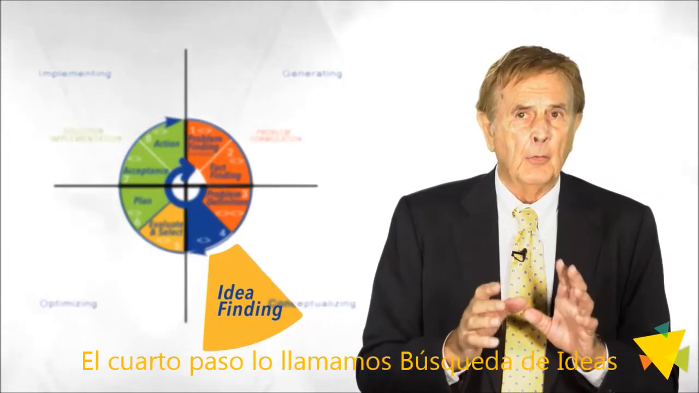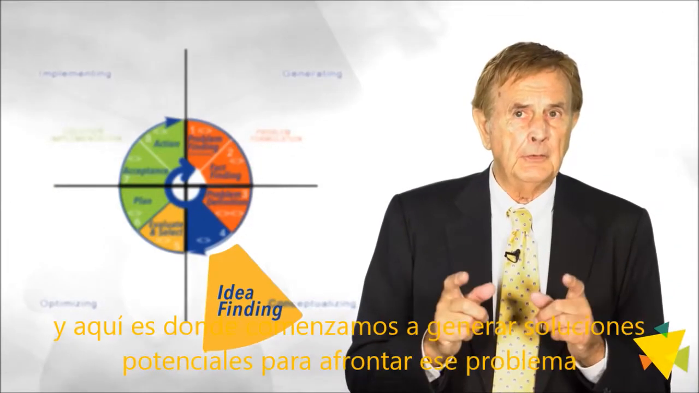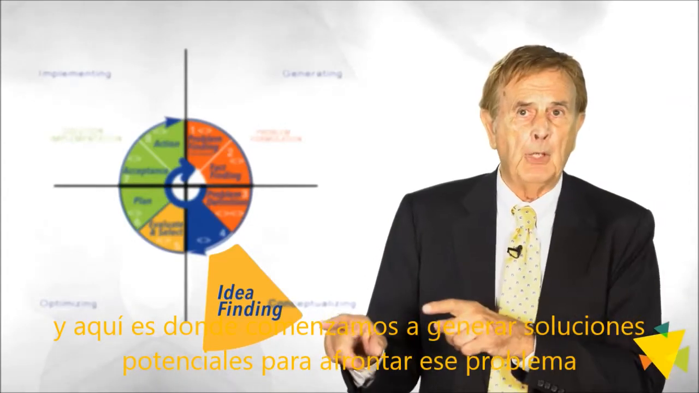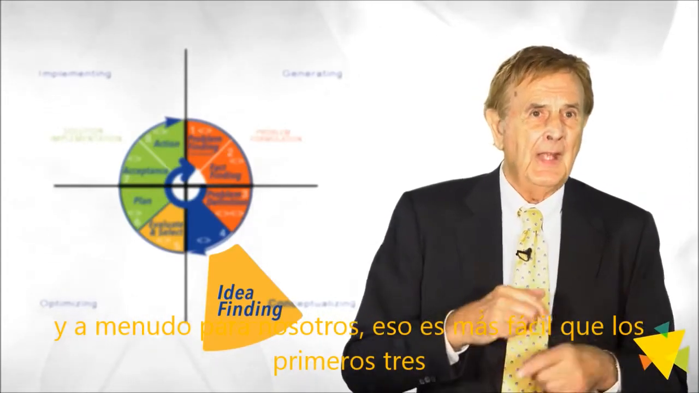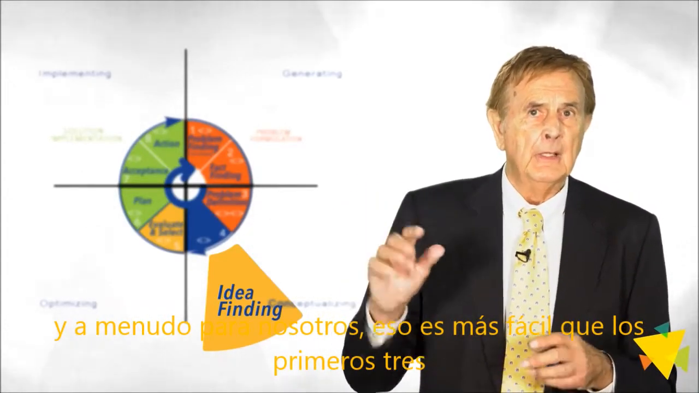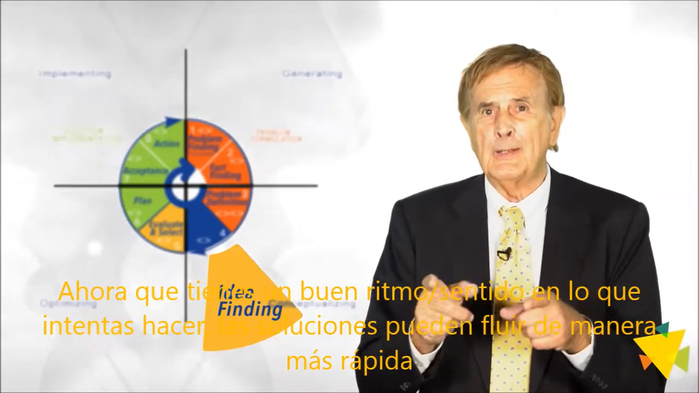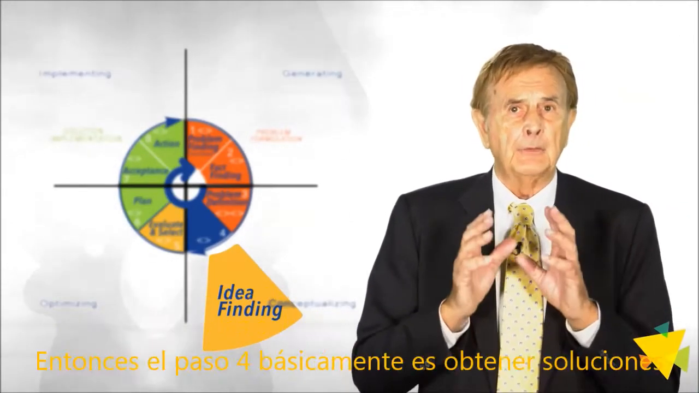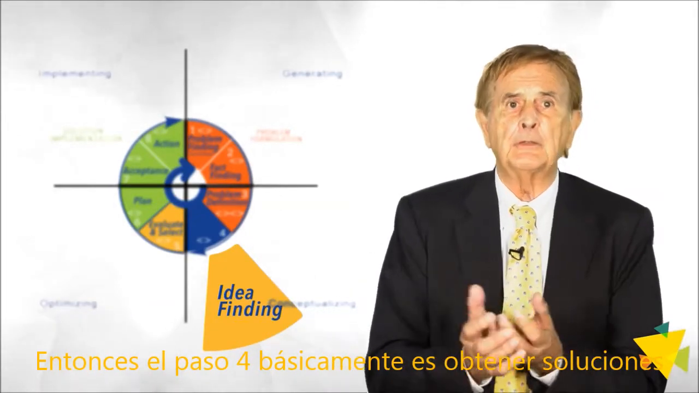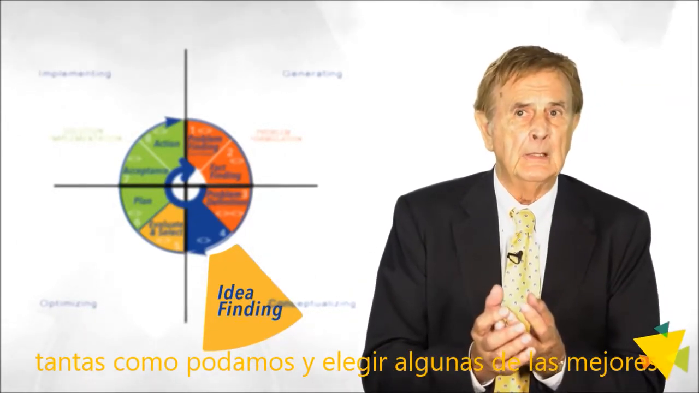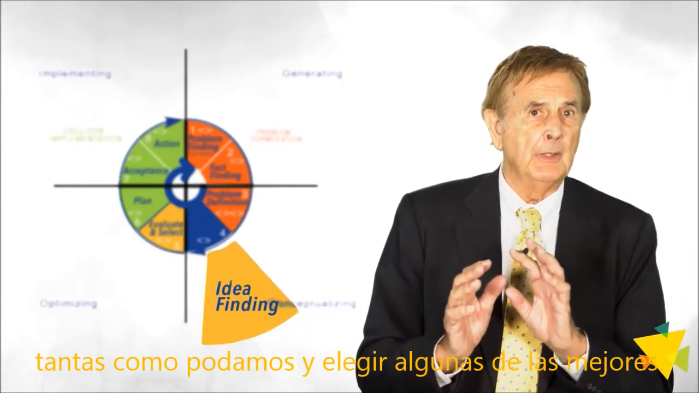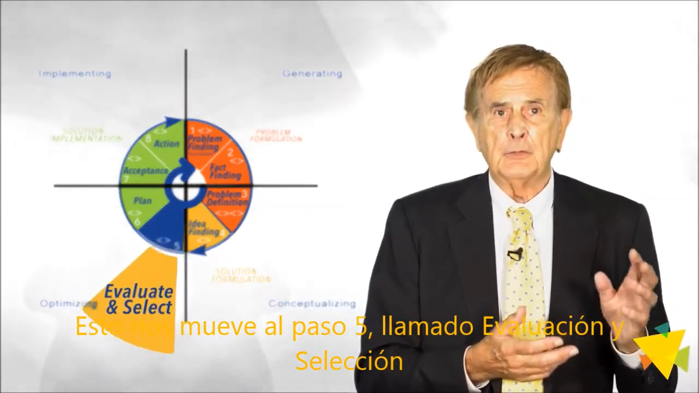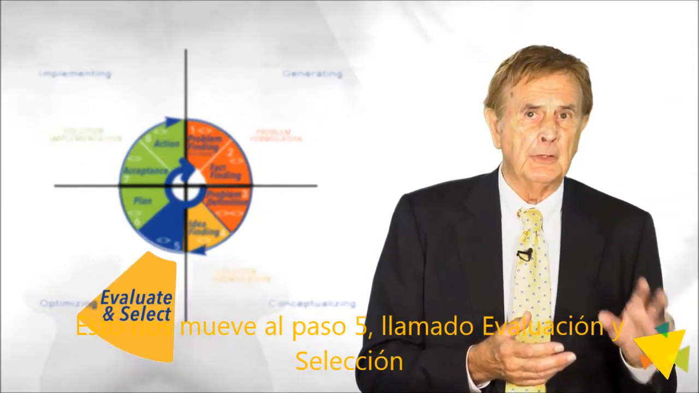And in the 4th step, we call it idea finding, and this is where we start generating potential solutions to that problem. And often for us, that's easier than the first 3, because once you've got a good beat on what you're trying to do, the solutions can come a lot faster and quicker. And so step 4 is basically, let's get some solutions, as many as we can, and pick some of the very best ones, which moves us into step 5, which is called evaluation and selection.